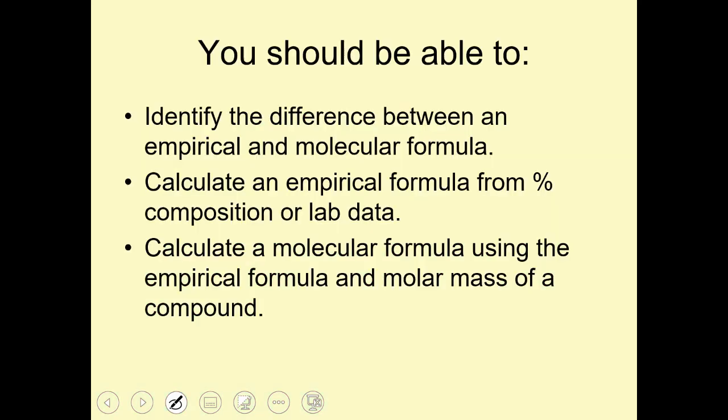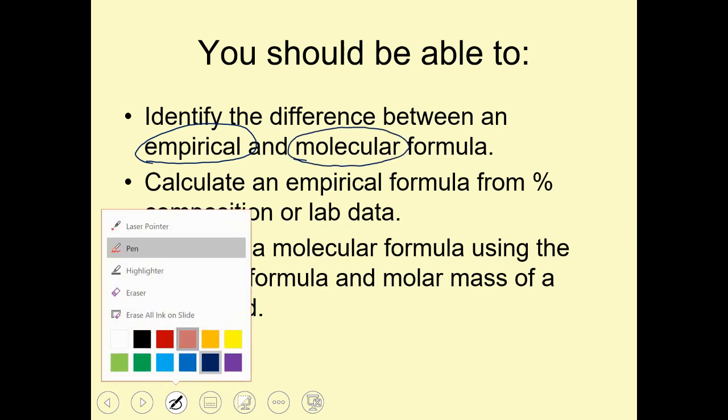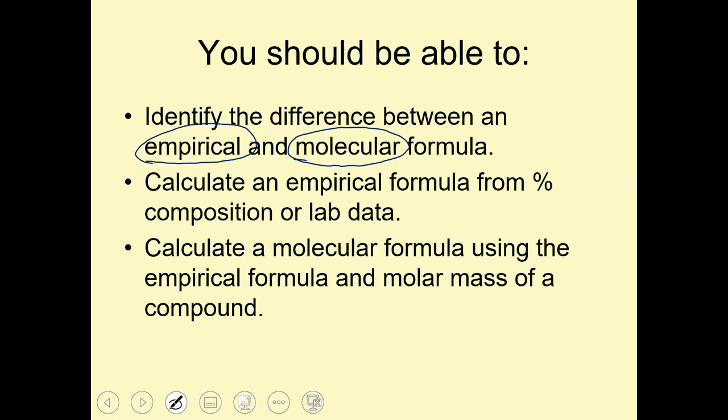So you hopefully can tell the difference between the empirical and the molecular formulas. The empirical formula is the simplest ratio. Every single subscript has to be in the simplest form. The molecular formula is an actual molecule. It may be the exact same thing as the empirical, or it might be a multiple of it.